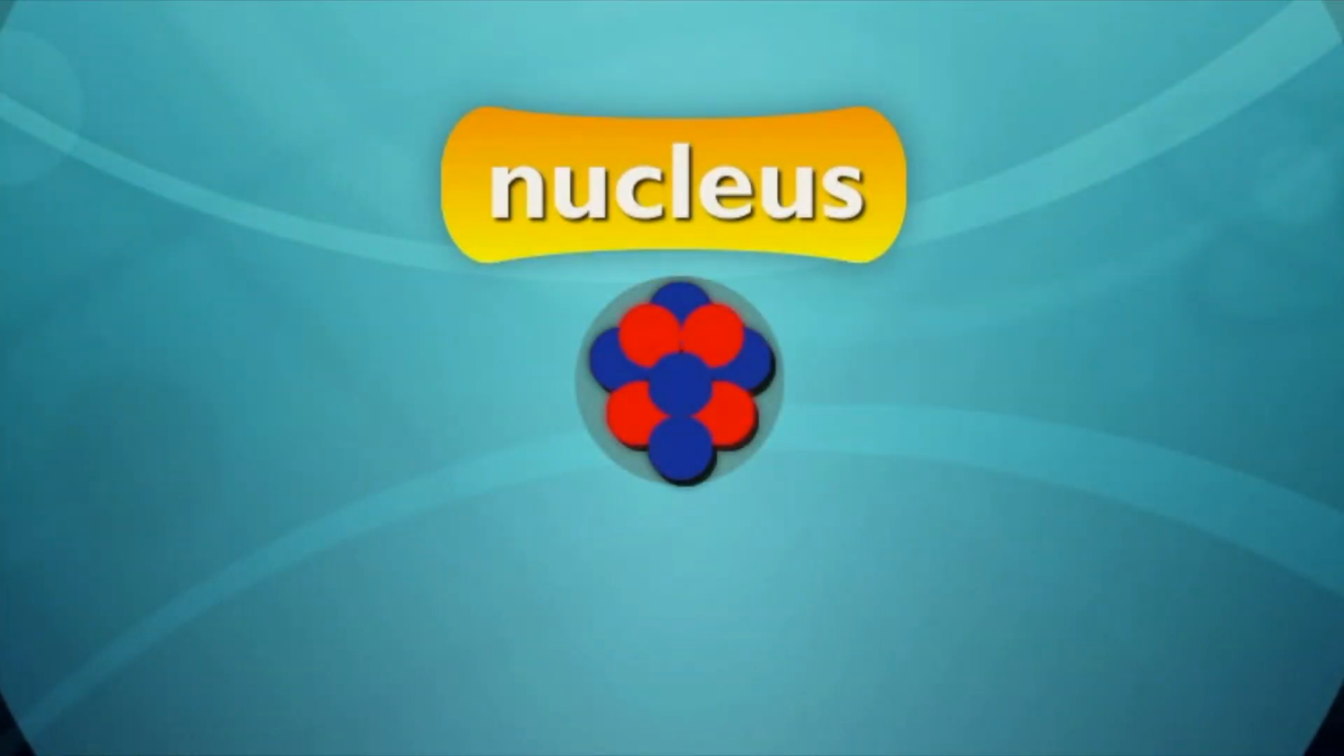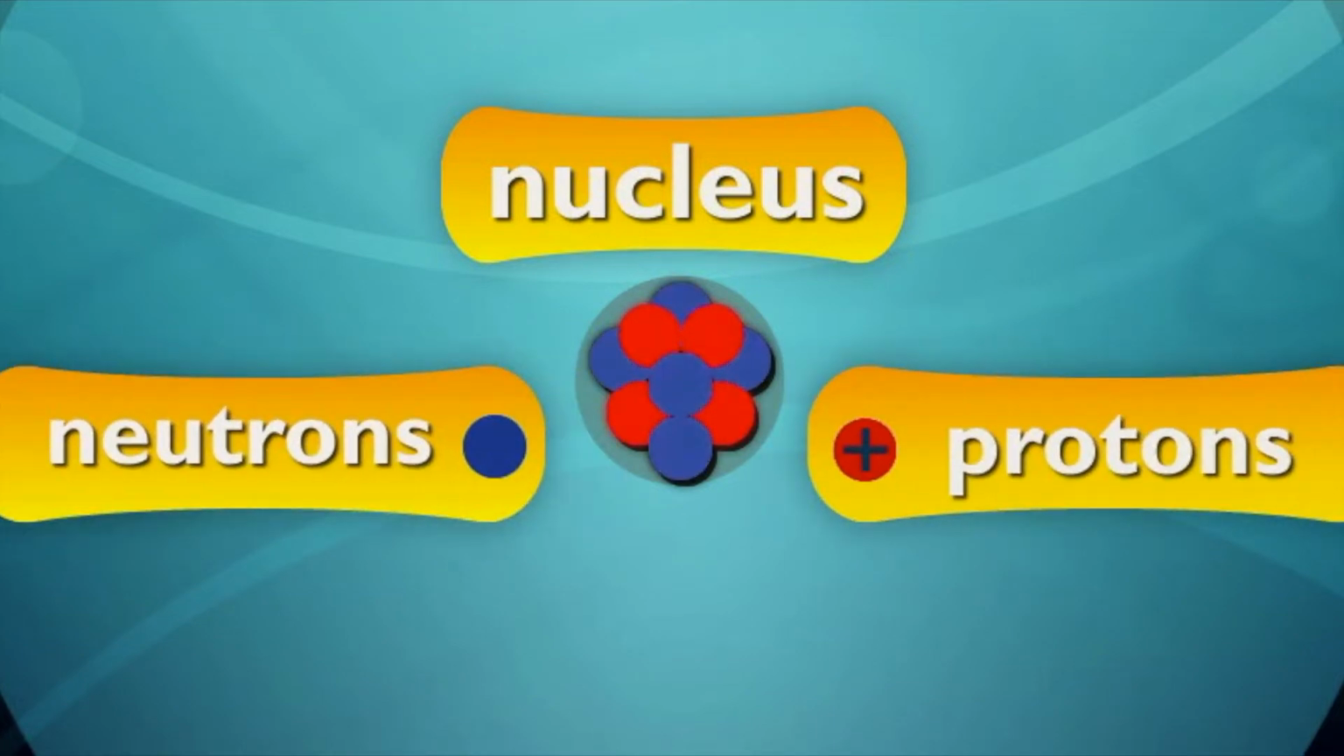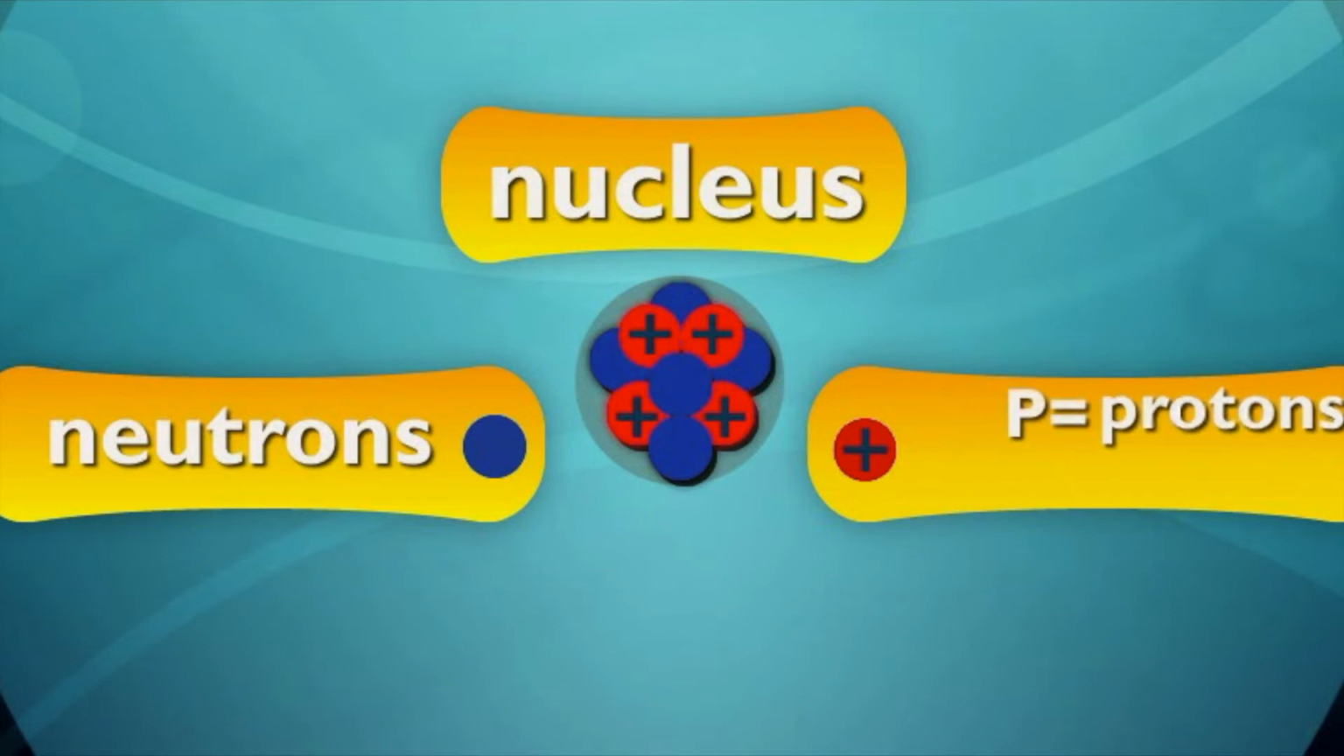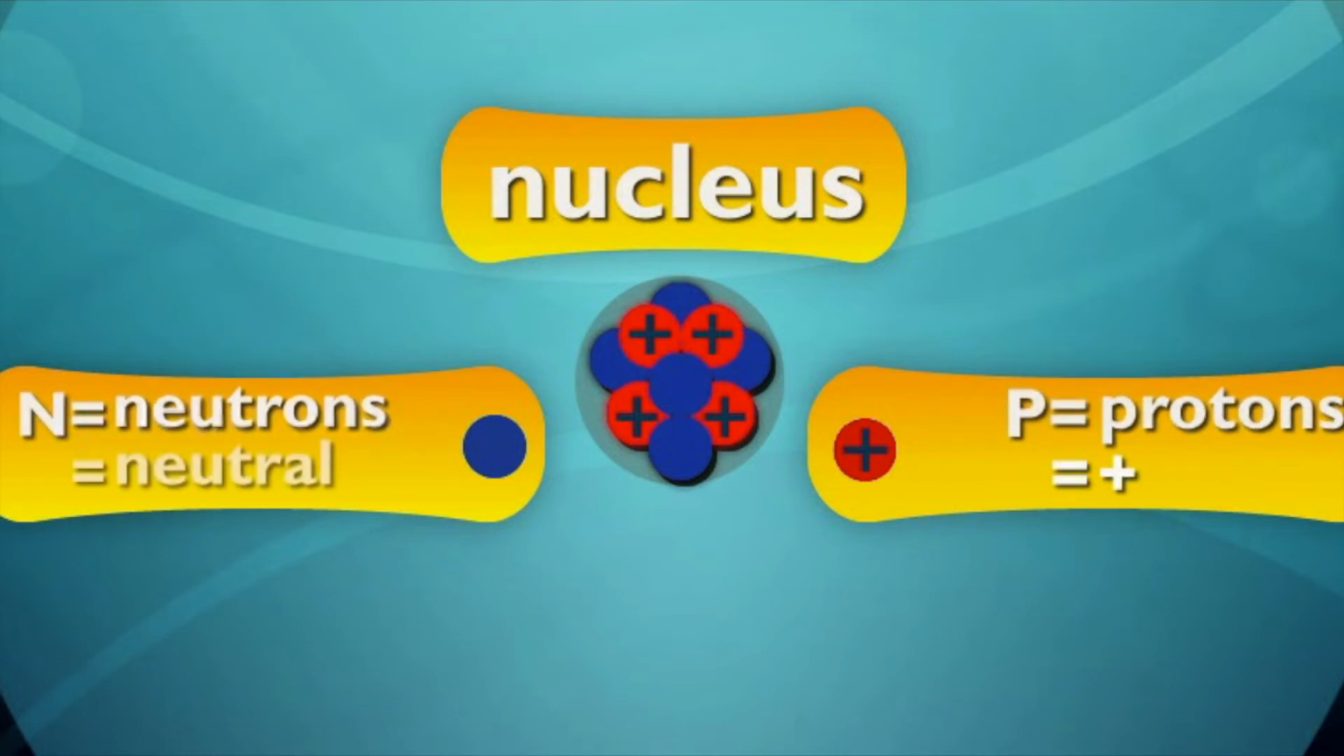At the center of every atom is a nucleus. The nucleus is made up of particles called protons and neutrons. Protons have a positive electrical charge. Neutrons have none. They're neutral. Got it. P for proton equals positive. N for neutron equals neutral. So all of that fits inside a tiny atom?